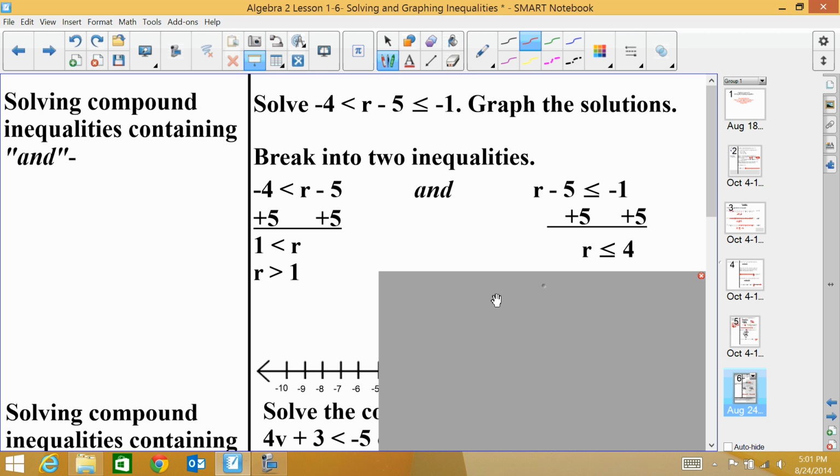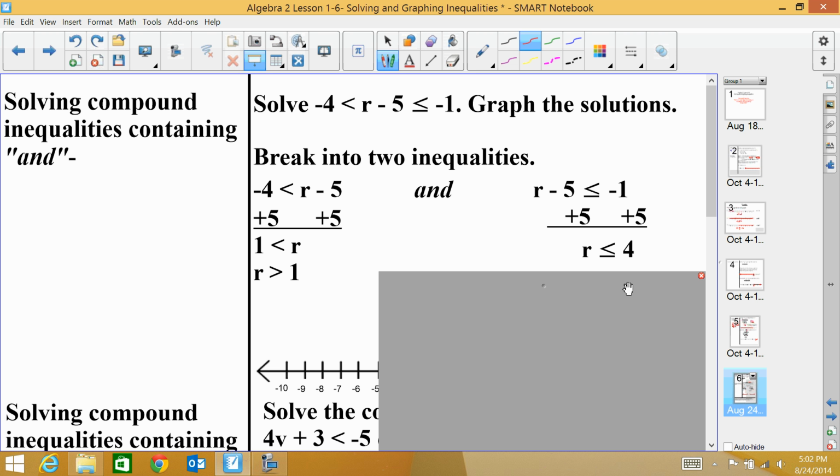And we're talking about the same letter r here. So we're going to put 1 on the number line and we're going to put 4 on the number line. And we need to decide at each one if it's an open dot or a closed dot. So on the 1, it would be open because there's no bar underneath. And on the 4, it would be closed because there is a bar underneath. And then this arrow would point right, and this arrow would point left.